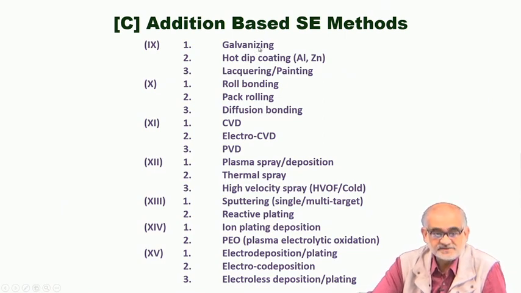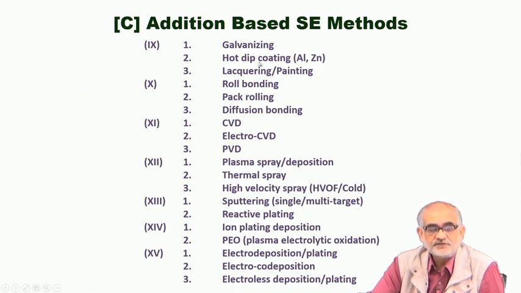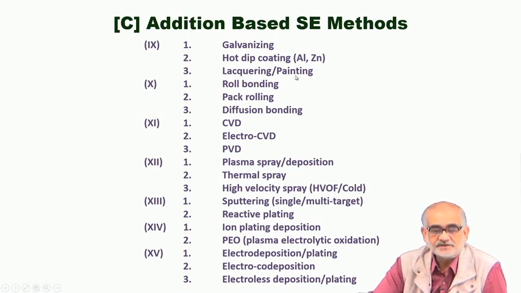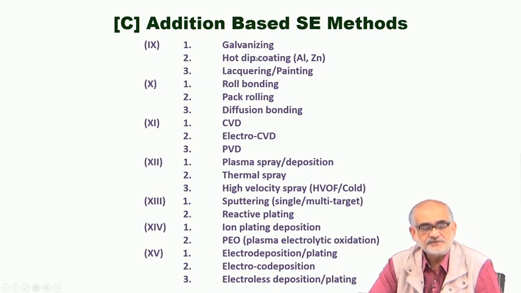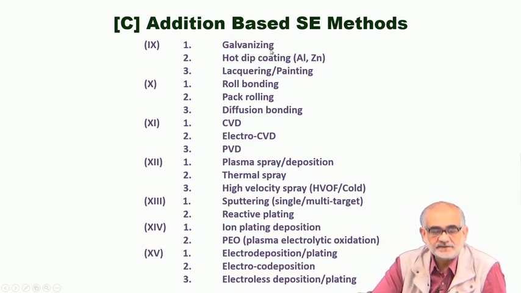So, what we have here is a very well-known technique called galvanizing. Now, this galvanizing can be, for example, hot dip coating, or it can be lacquering, or it can be painting. There's one part which I'll add on to the slide, which is missing here, which is the so-called overlays, or the weld overlays, including cladding.